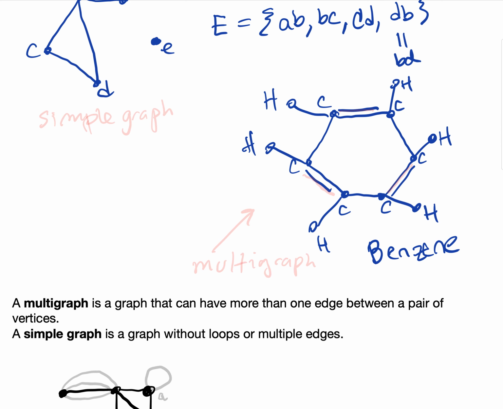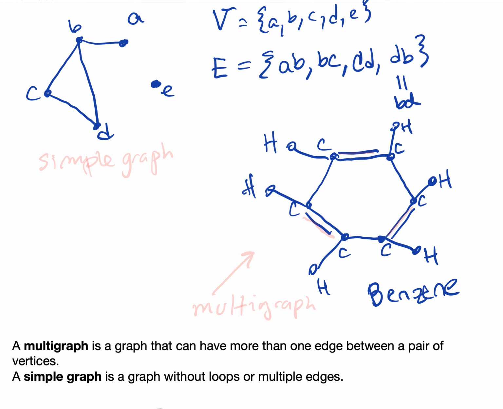A multigraph is a graph that can have more than one edge between a pair of vertices. So for example, the graph of benzene above is a multigraph because we have two edges between each of those pairs of vertices. So this is a multigraph. Whereas a simple graph is a graph without loops or multiple edges. So this is a simple graph.